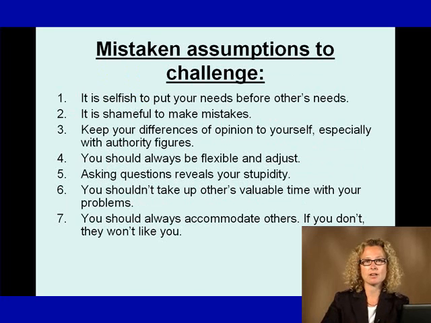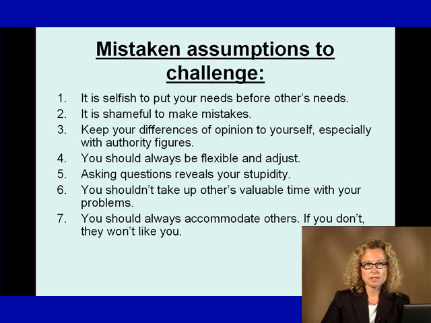This slide is a nice handout to give patients to review when they are holding on to some faulty assumptions that are interfering with their ability to appropriately communicate. The following are some common mistaken assumptions that often underlie a passive individual's hesitancy to be assertive. For example, it is selfish to put your needs before others, or it is shameful to make mistakes. It is best to keep your differences in opinion to yourself, especially with authority figures.